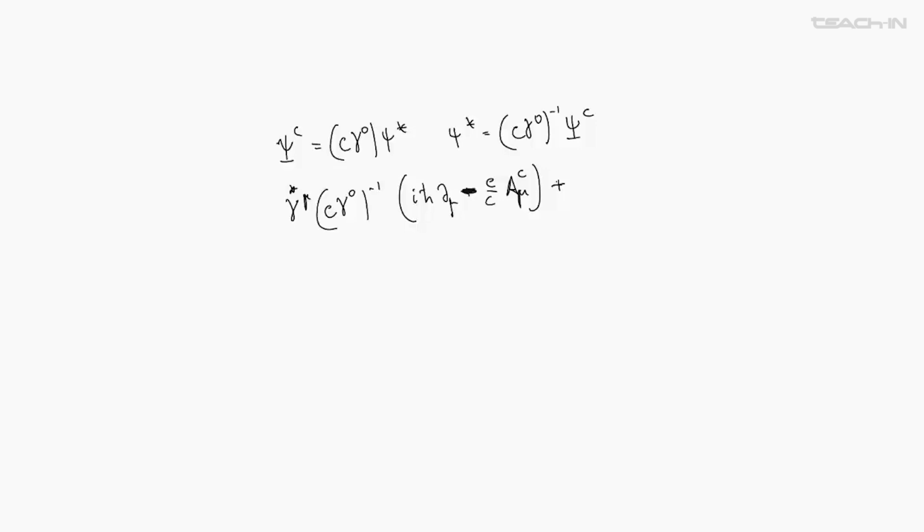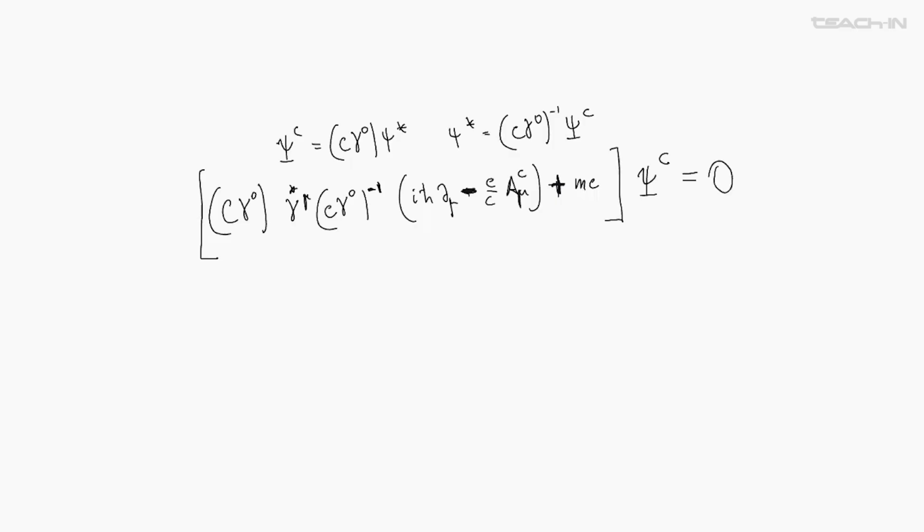And in principle, I have to write C gamma 0 to the minus 1, but I will compensate this by multiplying from the right by C gamma 0. Then I have to close this and write here psi, already charge conjugate, and this must be equal to 0. So this is the equation we get.